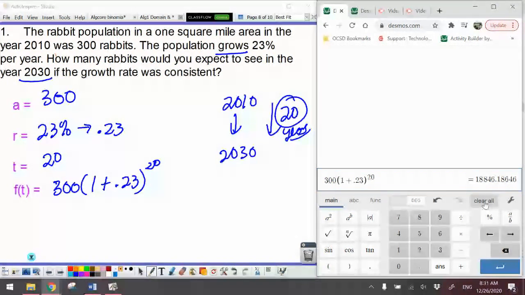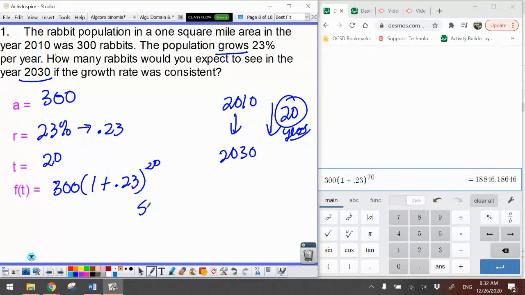Now, we need to round appropriately. So I'm not going to have 0.18 of a rabbit. So this one I actually need to round down. No matter what the number was, I would need to round down to the closest rabbit, okay? Because I can't have 0.9 of a rabbit. That would mean he might not have ears.